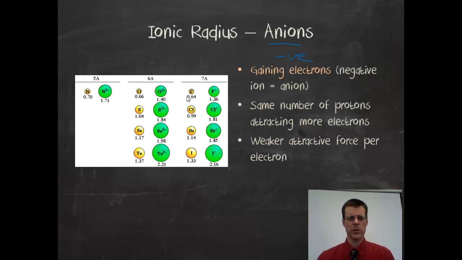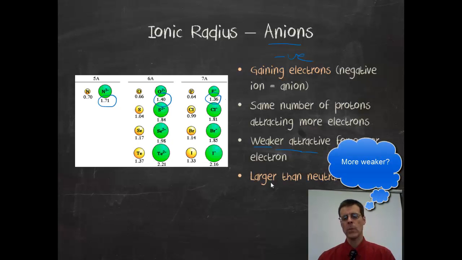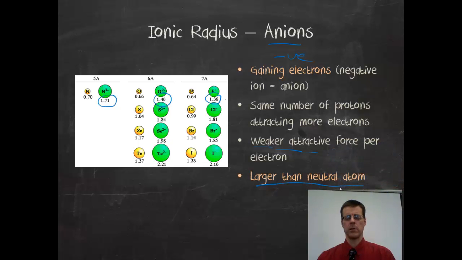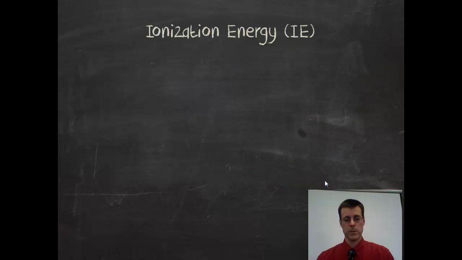You'll also notice that if I look at a negative 1 ion to a negative 2 ion to a negative 3 ion, the more negative it is, the more extra electrons that I've added, the larger it is, because I have a weaker attractive force per electron. So if it's just 1 added electron, it's a little bit weaker. If it's 2 added electrons, it's that much weaker. The important part of the trend is here, larger than neutral. And the more negative it is, the larger it is.